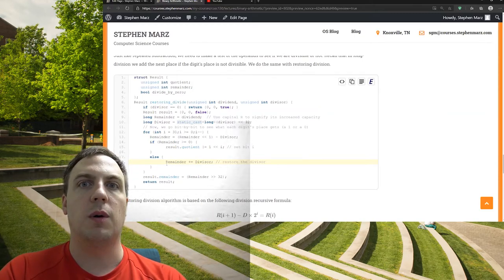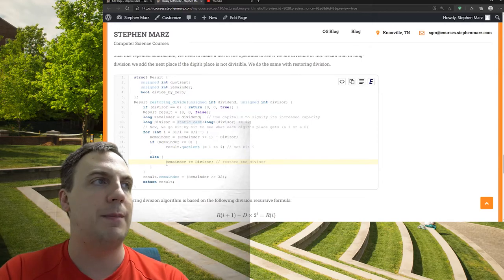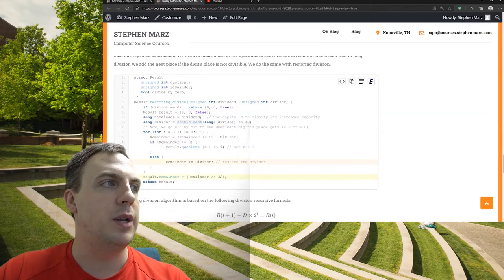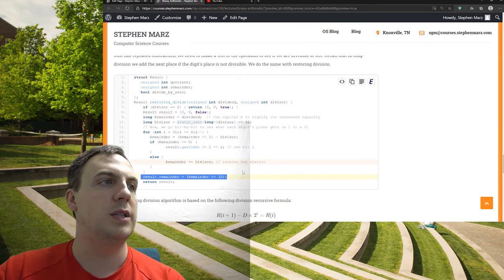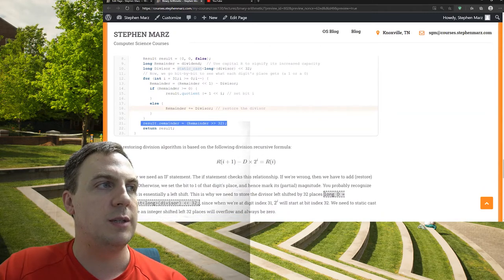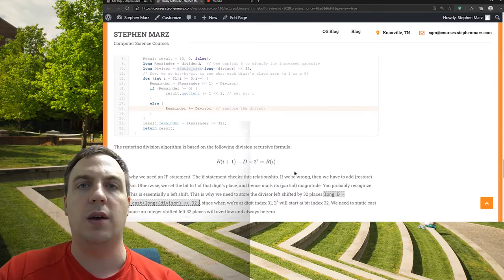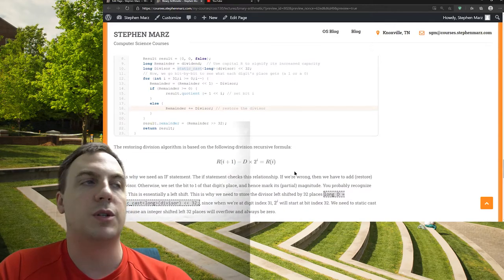If we didn't restore it, what we'd do is we would go place by place, and all we would do is find one magnitude that happened to be the divisor. And then the remainder is going to be up in the upper 32 bits of a 64-bit number. The reason we do that is because of this equation right here. So this is the equation. I'm not a mathematician, but this is the equation we use to actually perform restoring division.